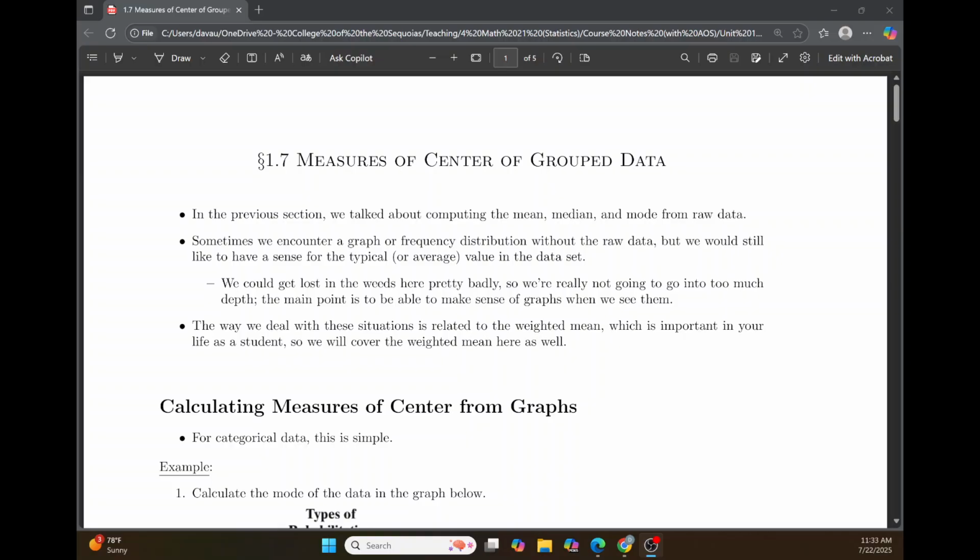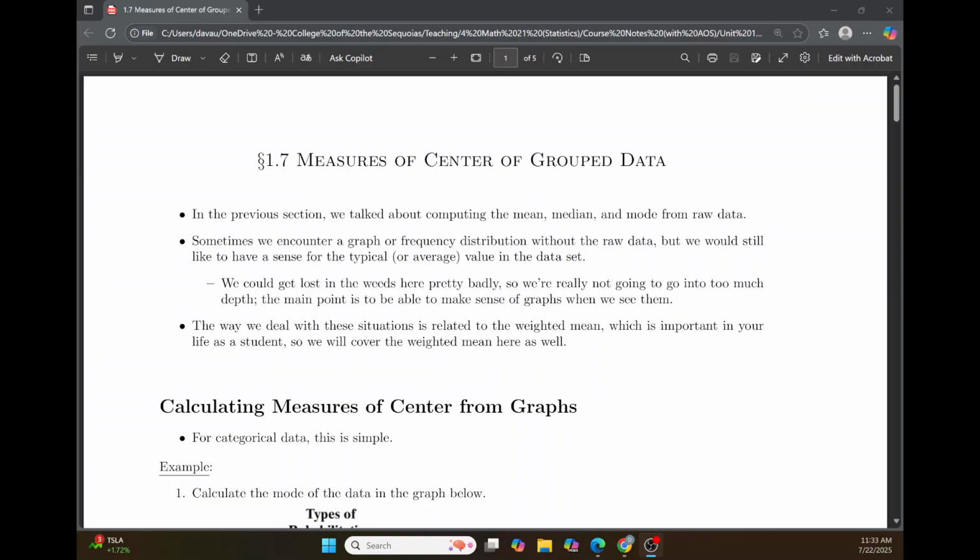And so in this section, what I want to do is go through and talk about how we would compute measures of center if you have grouped data, which may be kind of like an ambiguous term to you right now, but you'll understand what we're talking about as we go along. Basically, what I want you to be able to do is when you're looking at a graph, like a histogram or a bar chart or something like that, I want you to be able to make sense of that graph. I want you to be able to look at it and be able to determine what the mean, median, and mode would be of the distribution.